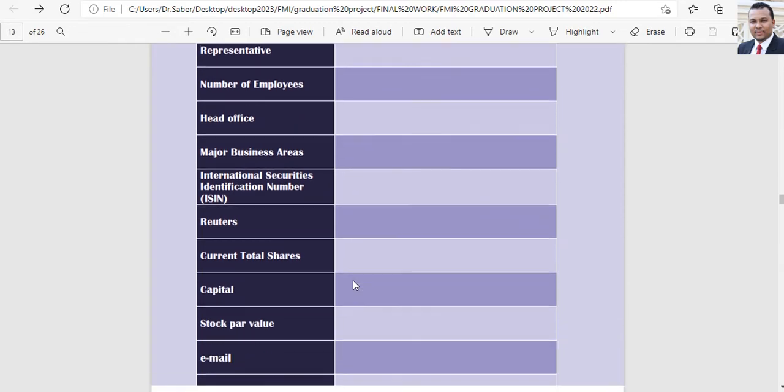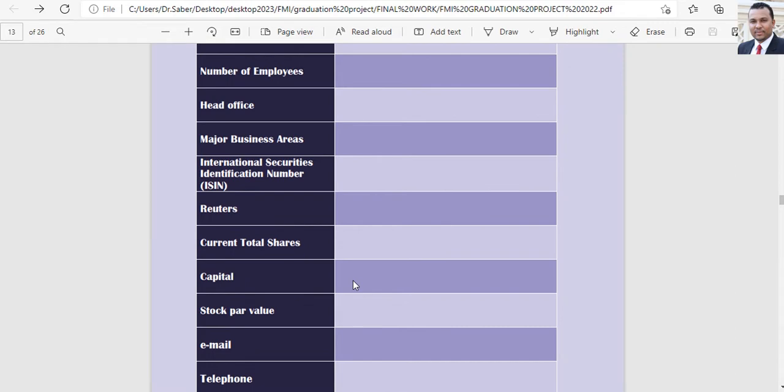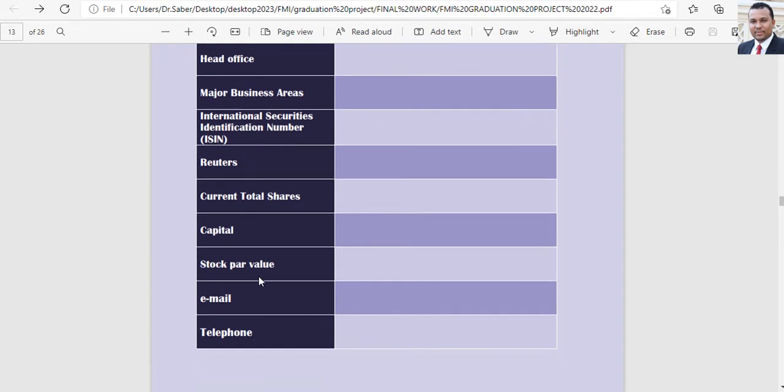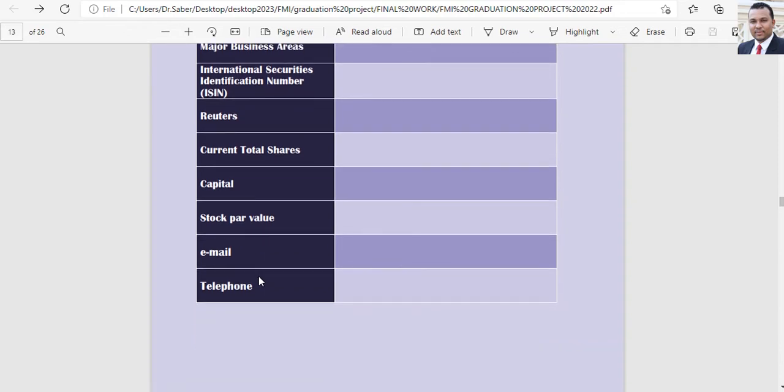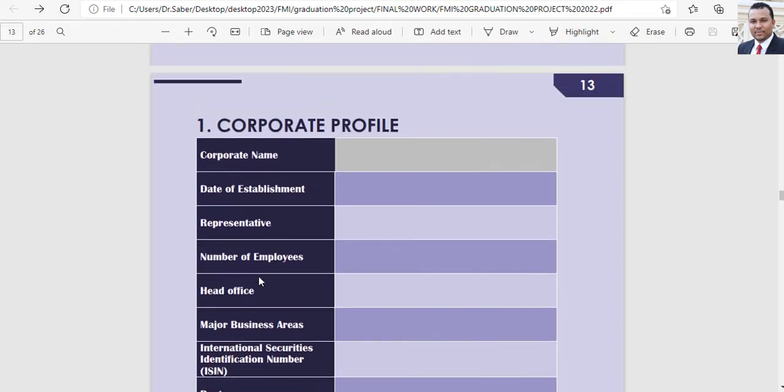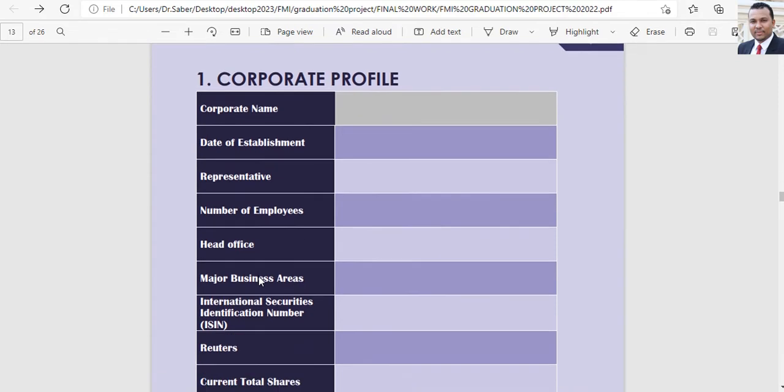The second, the ISIN, which stands for International Securities Identification Number. So when we talk about the share or the stock for this corporate, we talk about the code for this stock or this share. Two codes, ISIN and Reuters. Current total shares and capital, the stock par value, and email and telephone. This is the first section, corporate profile.